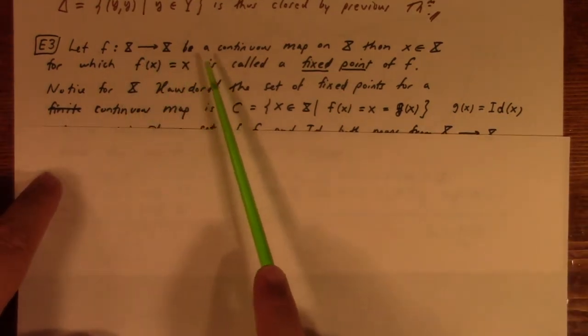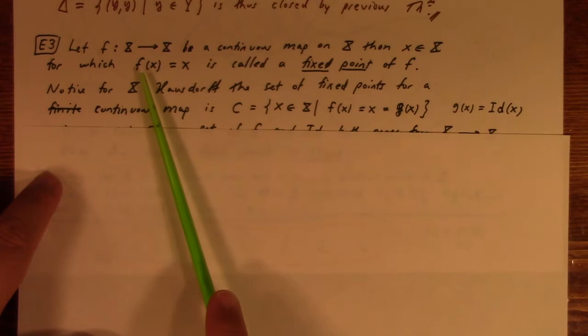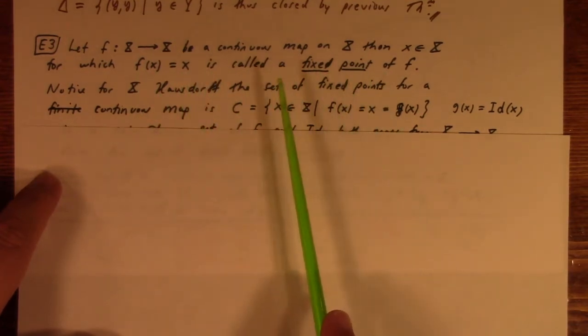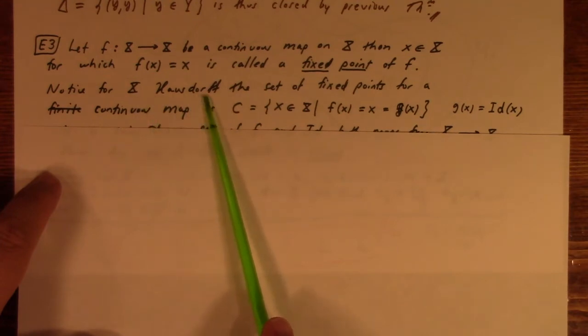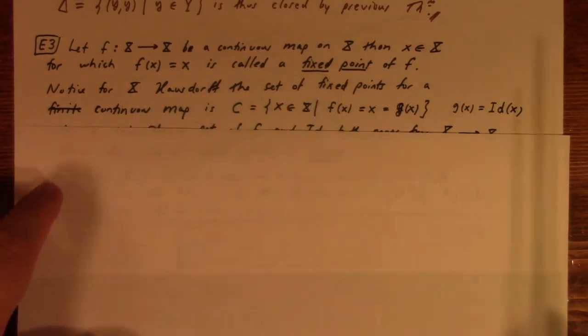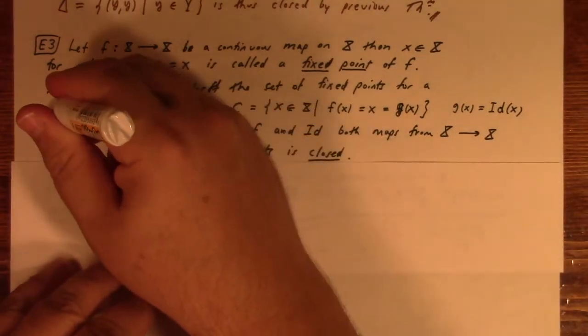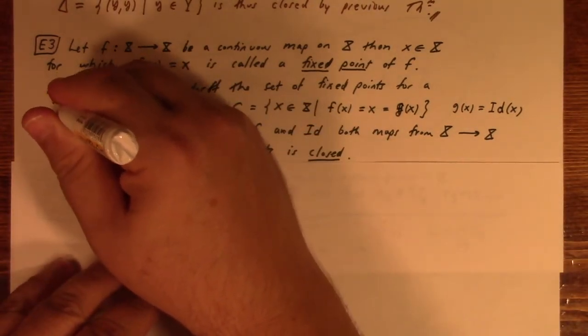So if you have a continuous map f on X and you have an x such that f of x is equal to x, it's called a fixed point. And so for X Hausdorff, the set of fixed points for a continuous map, I don't know why I say finite, dummy. Fix that before I scan it.